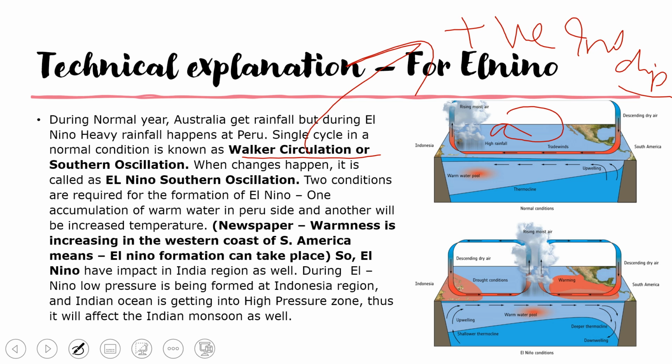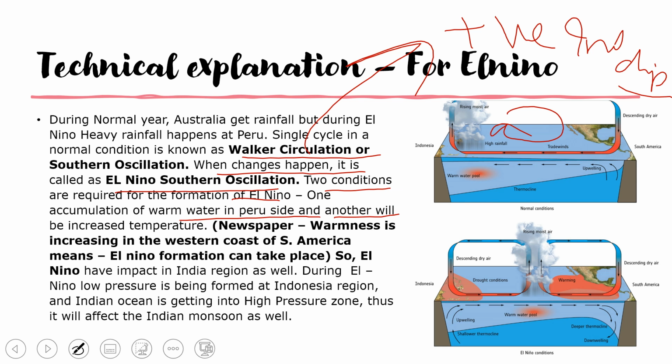Okay. Now when this change happens, it is called El Nino Southern Oscillation. When this happens, you will get a double cycle. So two conditions are required for the formation of El Nino. One, accumulation of warm water in Peru, and another, increased temperature.